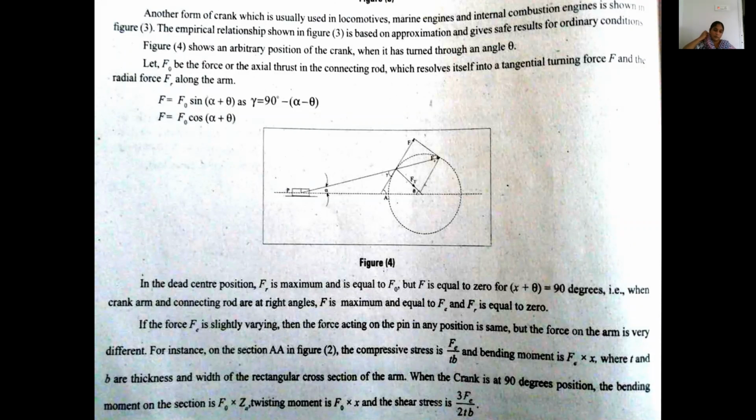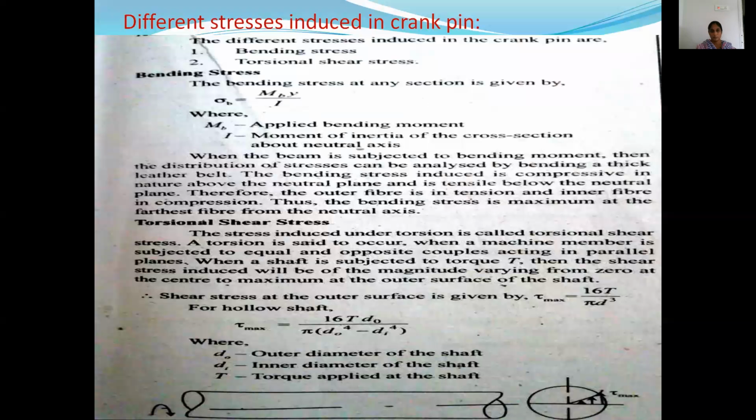And also, if the force Fe is slightly varying, then the force acting on the pin in any position is the same, but the force on the arm is very different in different positions. Next, the different stresses induced in the crank pin. The different stresses induced in the crank pin are bending stress and torsional stress.